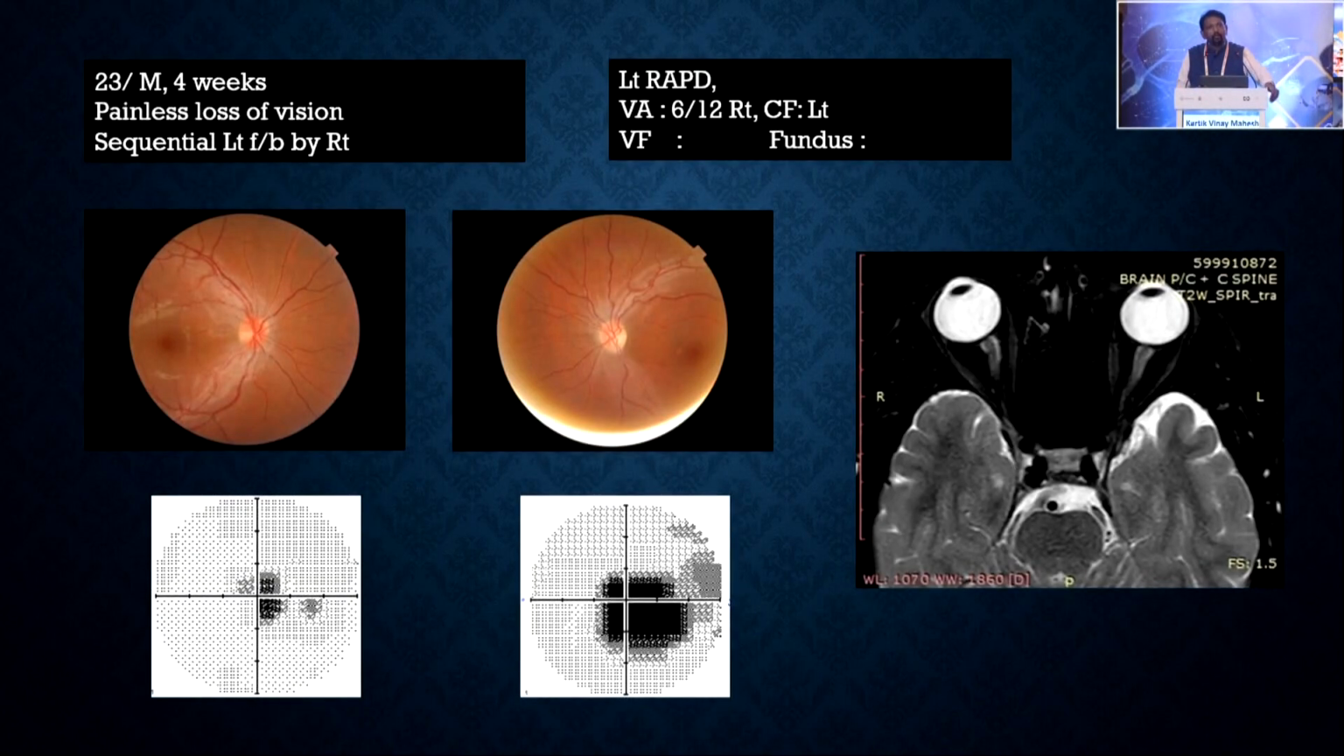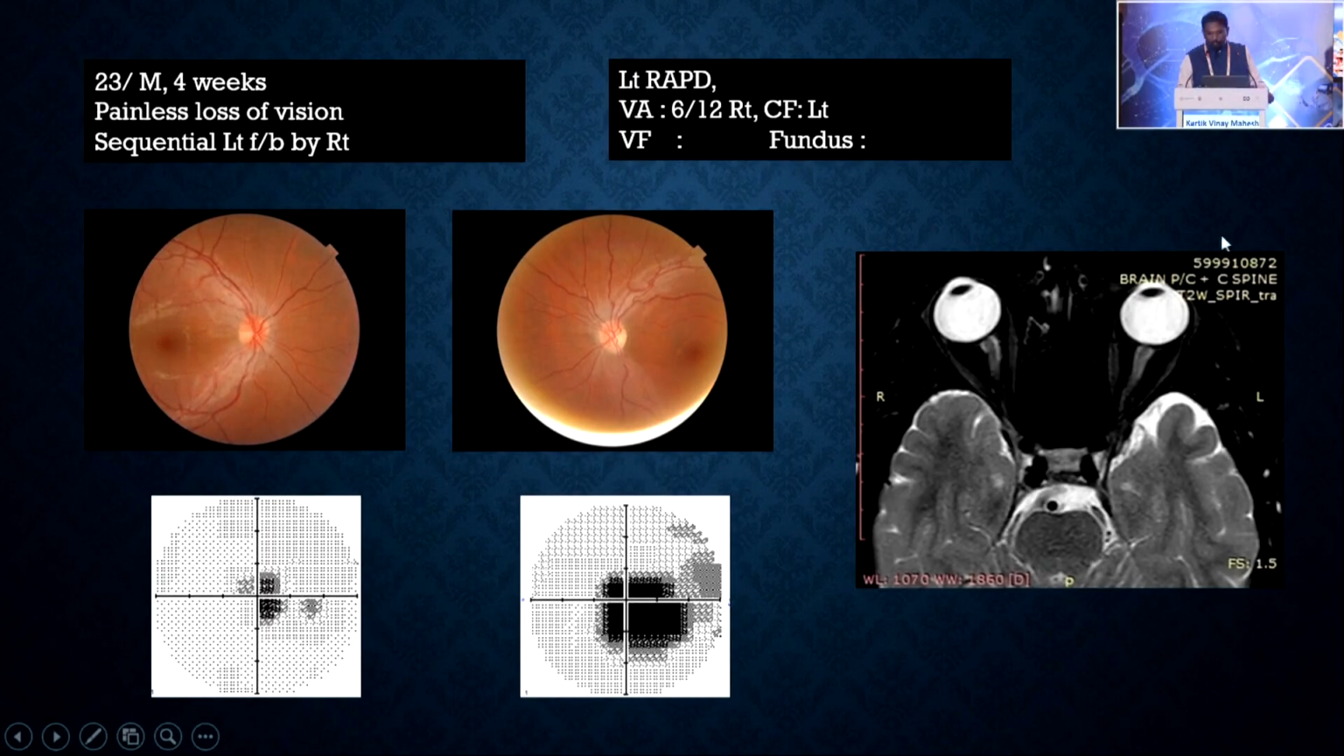So coming on to the course of disease, most of these diseases are very short. Some of these diseases can be very long. A young male presents with 4 weeks of painless progressive vision loss, sequential, left followed by right. I see this patient, there's a left-sided RAPD, finger counting vision, NMO and MOG were all negative, CSF was normal. We got this MRI done.